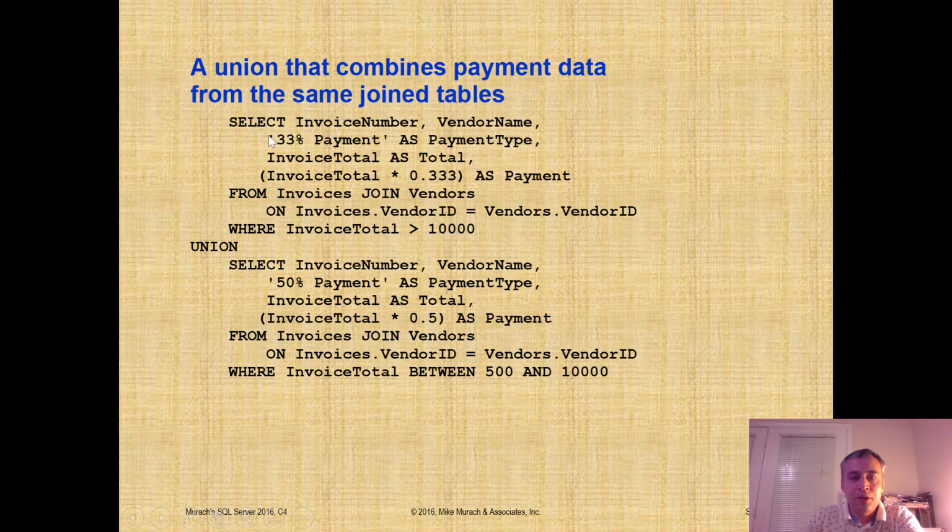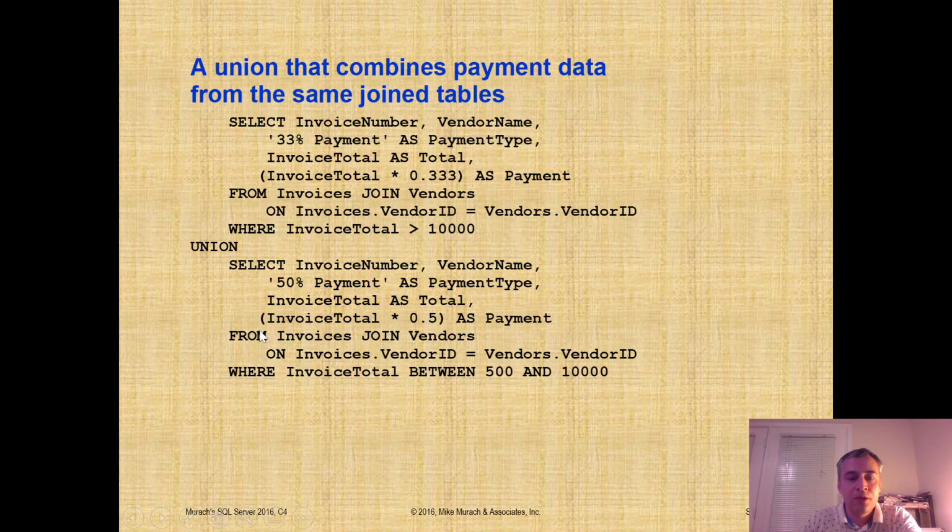Now let us think about this new string that we are inputting in our table as a payment type. So that is 33% payment. So if the total is large, then somehow we do 33% payment. And if the total is smaller, then we do 50% payment, and we are also adjusting the invoice total as payment. So I guess this is an immediate payment, and the rest of it can be done later. That's the meaning of this.